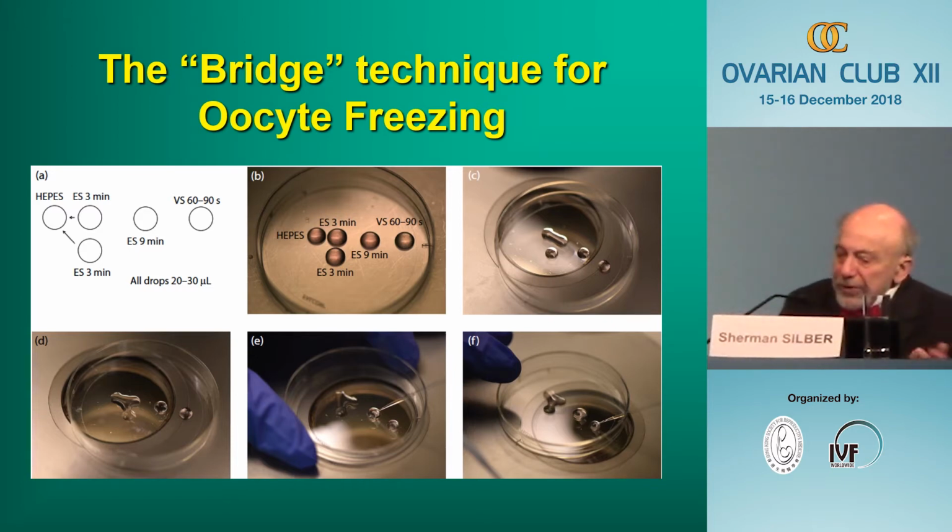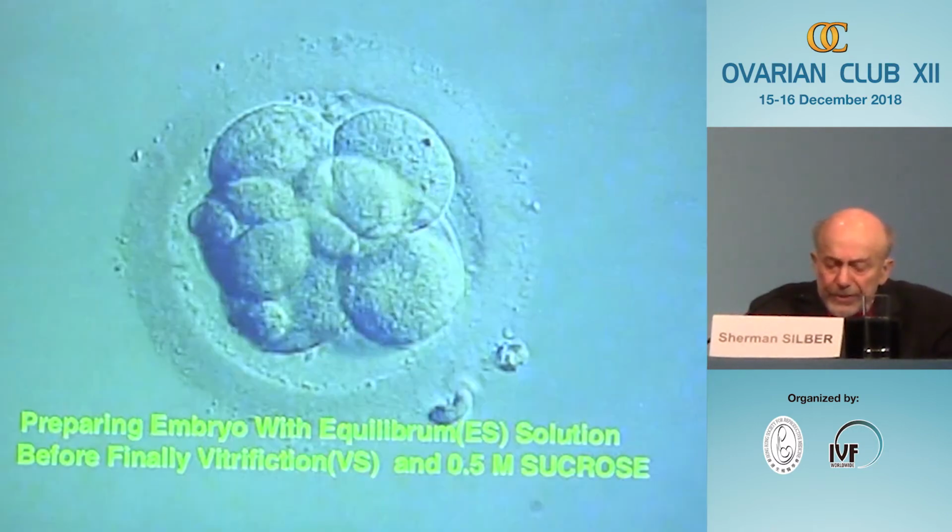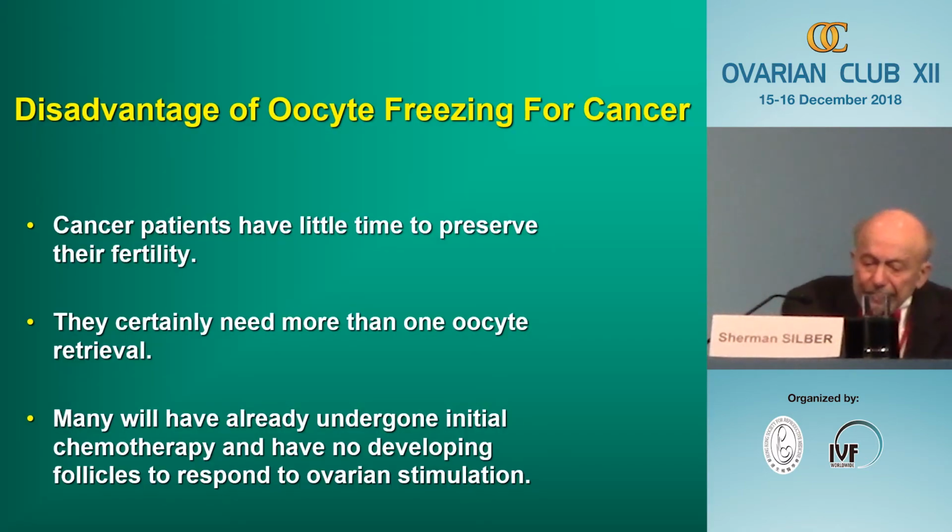Originally, we used this bridge technique to get very gradual osmotic shifts, and that was after going from various osmotic gradients and Nunc wells, and now we just use a very, very simple procedure of allowing the oocyte to gradually sink over time in a solution. This is just an embryo. It shows how before you put it in the VS solution, and then after 5 minutes and after 12 minutes, it shrinks.